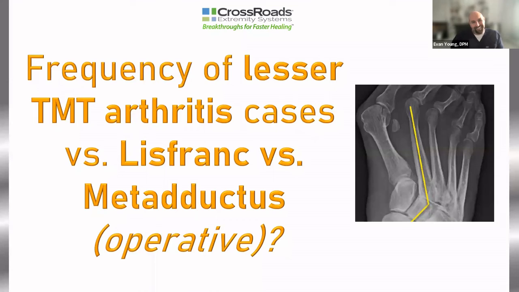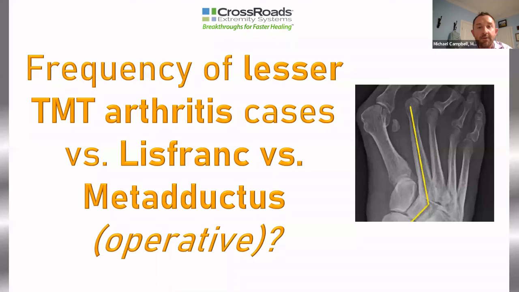I found that if I keep 5 slots open in a clinic every week and open it up the day before, they're all filled with trauma. Yeah. Yeah, it's quite possible. Yeah, so I mean, now I don't see very much Lisfranc at all. I would say TMT arthritis and then metaductus, 1 and 2, respectively.